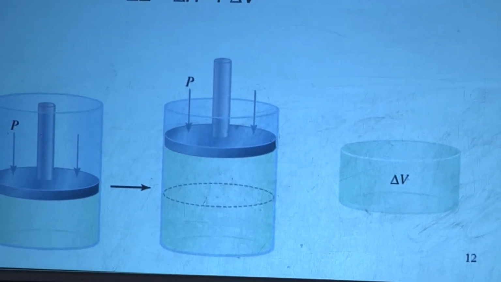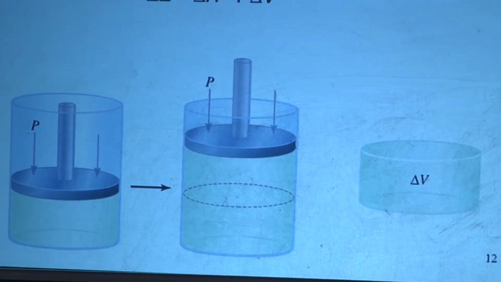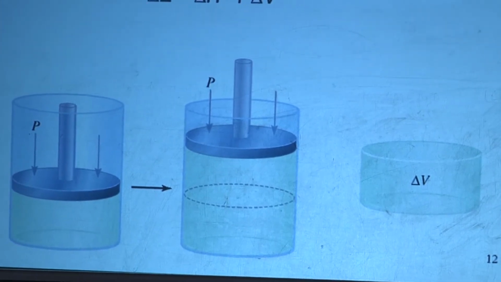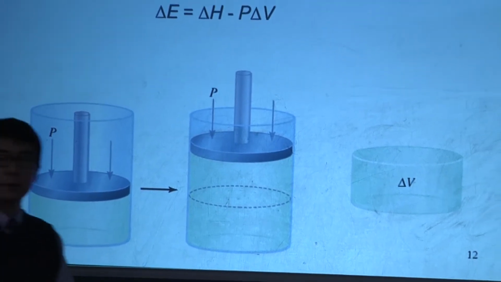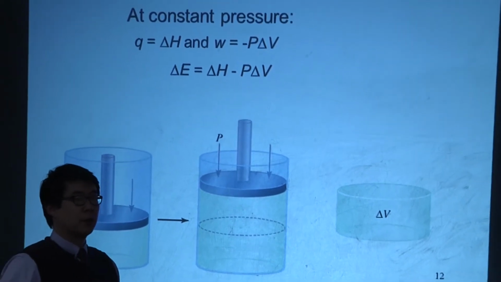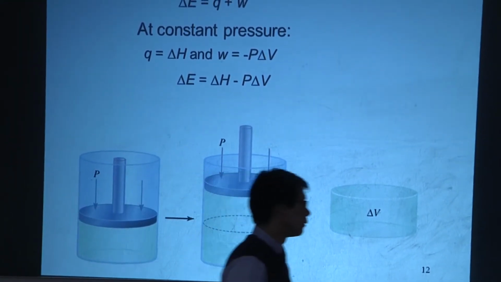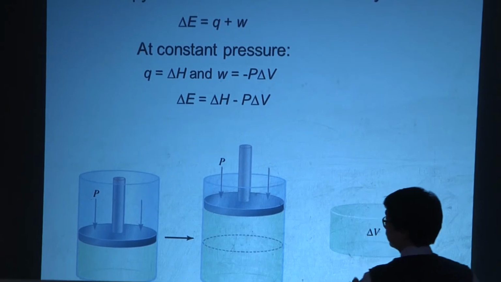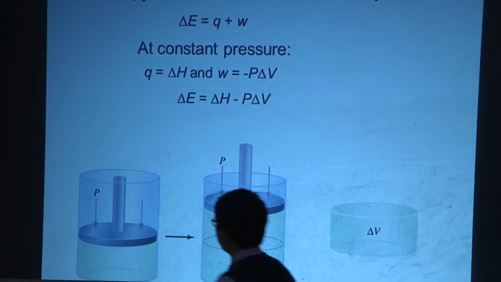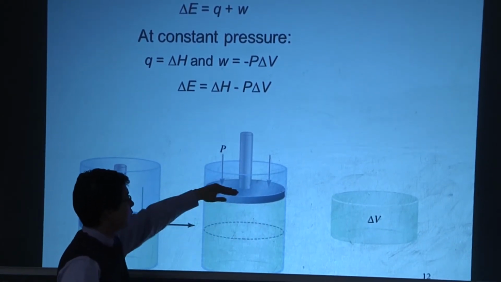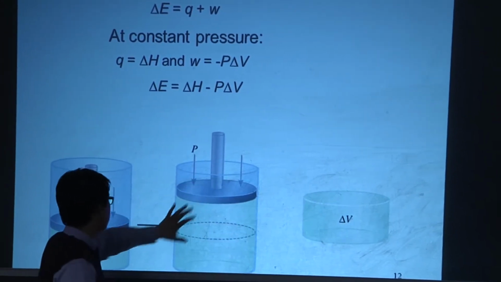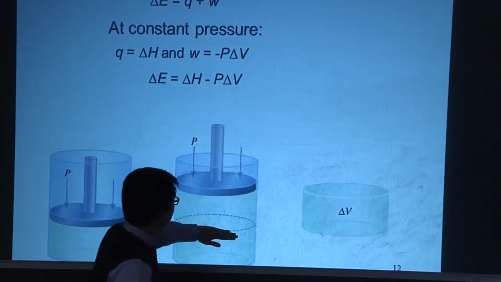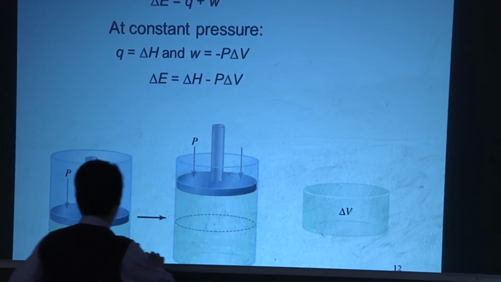What does that mean? P delta V, does that remind you of anything that you might have learned about, say, in the last chapter or so? PV equals nRT, right? So here's the pressure, here's a volume, here's an increase in volume. From here to here is a change in volume.